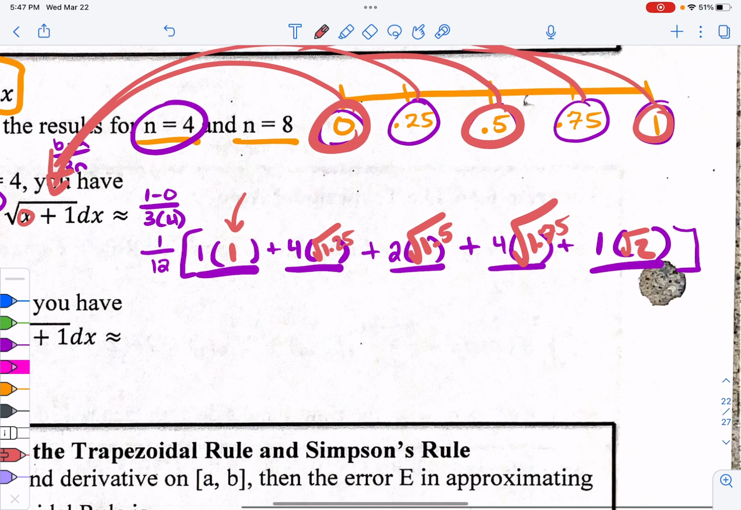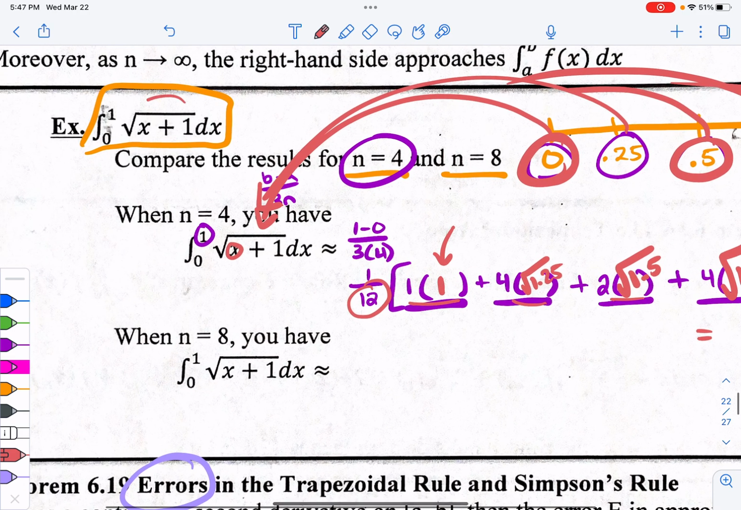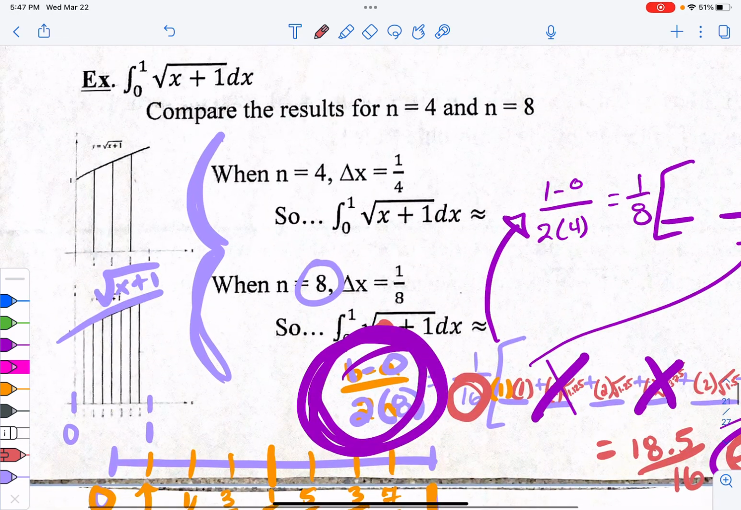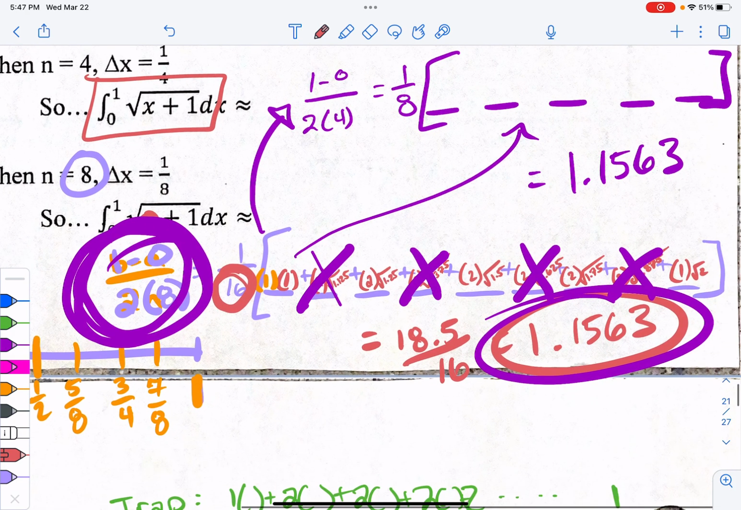So I'm just going to multiply each one of these chunks together, add them, and then I would divide by 12 or multiply by 1/12. And that's what I would get for the approximation for the area underneath here from 0 to 1. Now, I think that's the same function as what we did over here, from 0 to 1 of the square root of x plus 1. And our approximation that we got before was 1.1563.